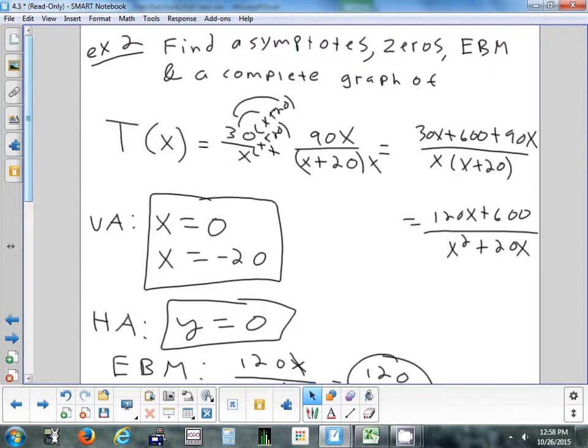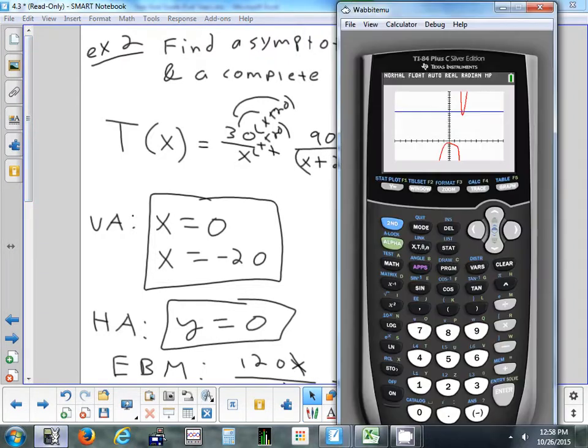All right. So last thing they want is a graph. Okay, I'm going to go back to the original to graph it. So we're going to type 30 over x.